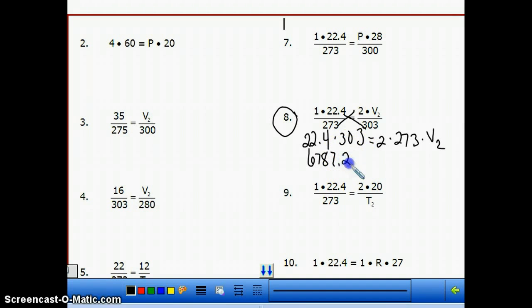6,787.2, and 2 times 273 is 546, and then we'll still have your V2 here. And then if you want to get V2 by itself, you got to get rid of this 546 by doing the opposite. So you divide both sides by 546. In your calculator, just plug in 6,787.2 divided by 546. And then you'll see that that answer matches 1 at the top in your answer bank. Put that in, put a box around it, and you're done.